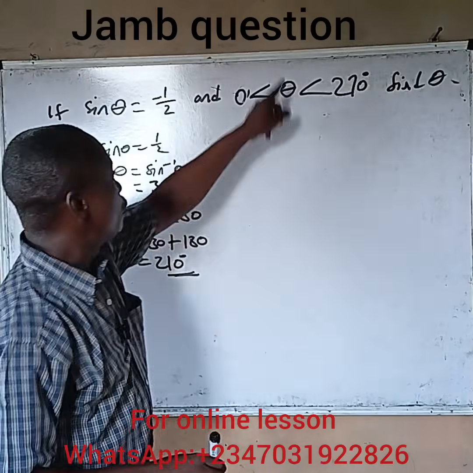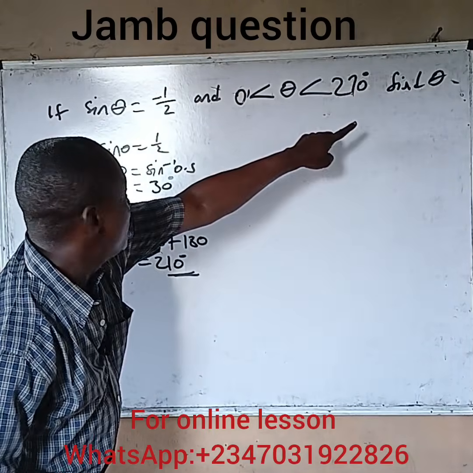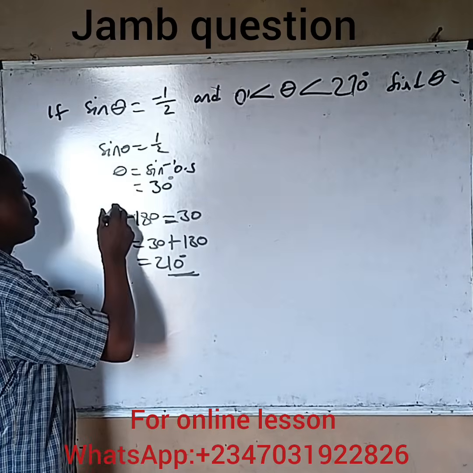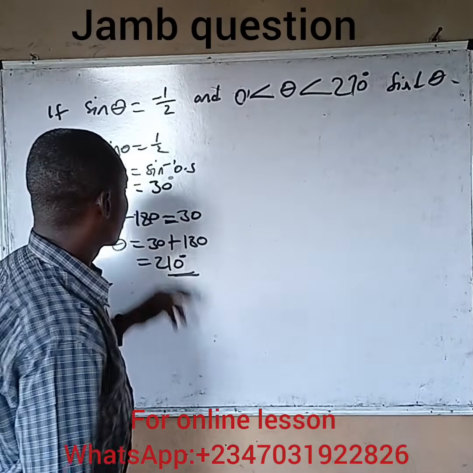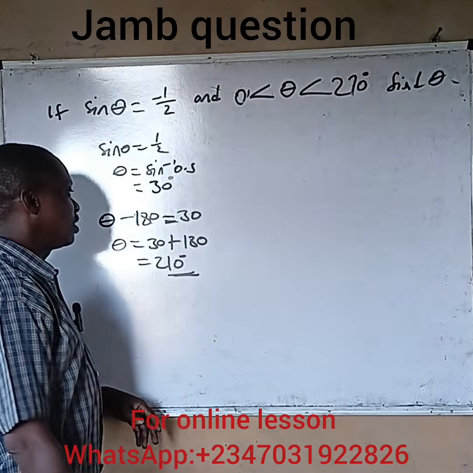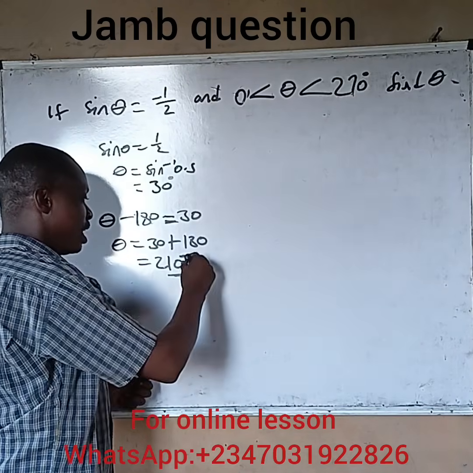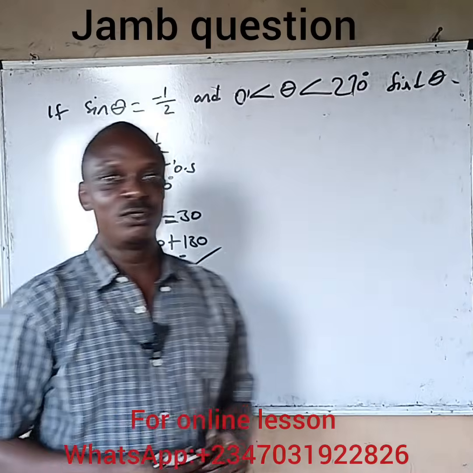But I mean, they put 360 here. Sine is also negative in the fourth quadrant. It would have also been 360 minus 30, and that will be 330. So it will be 210 and 330. But for this case, this is the only answer, 210 degrees. So take note of that.